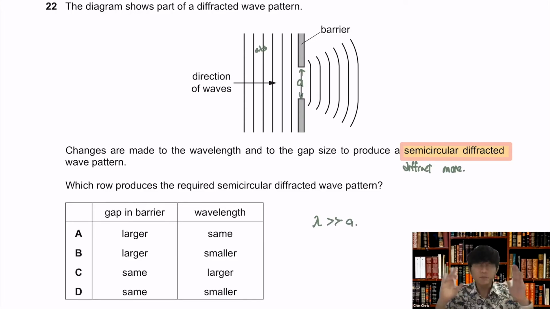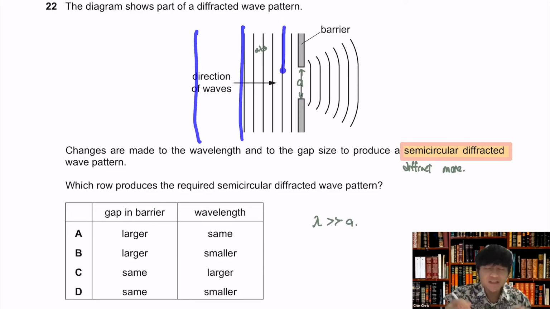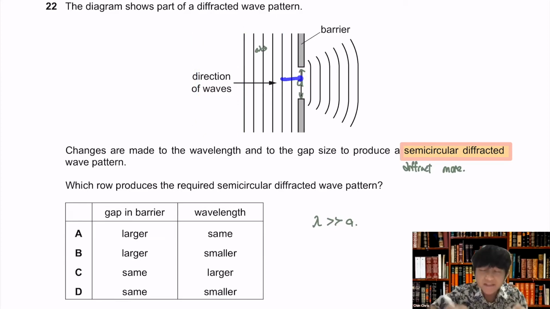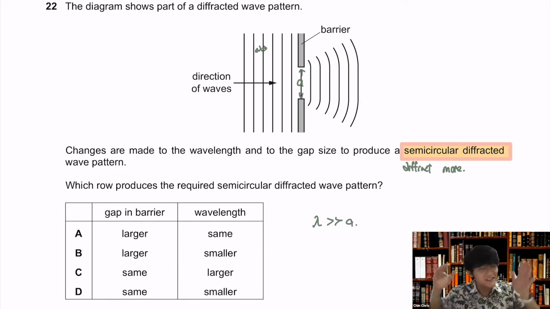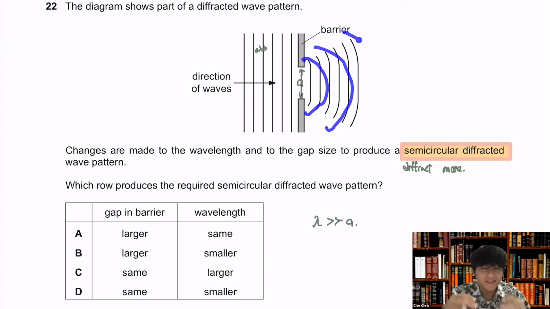If your wavelength is much bigger than the gap, imagine this like a fat guy. This fat guy needs to squeeze through this. It's so hard, you know. He squeezes through, so he will produce a very circular path. So imagine the belly producing a circular path.